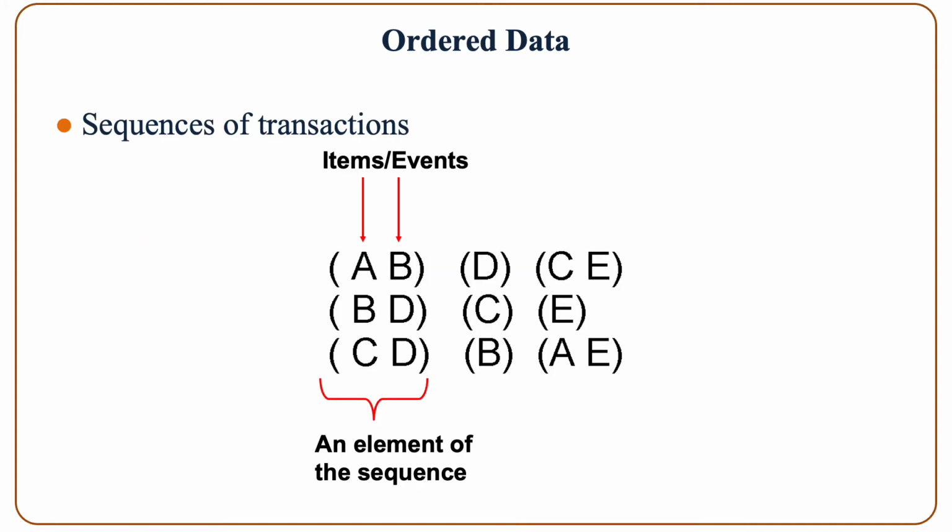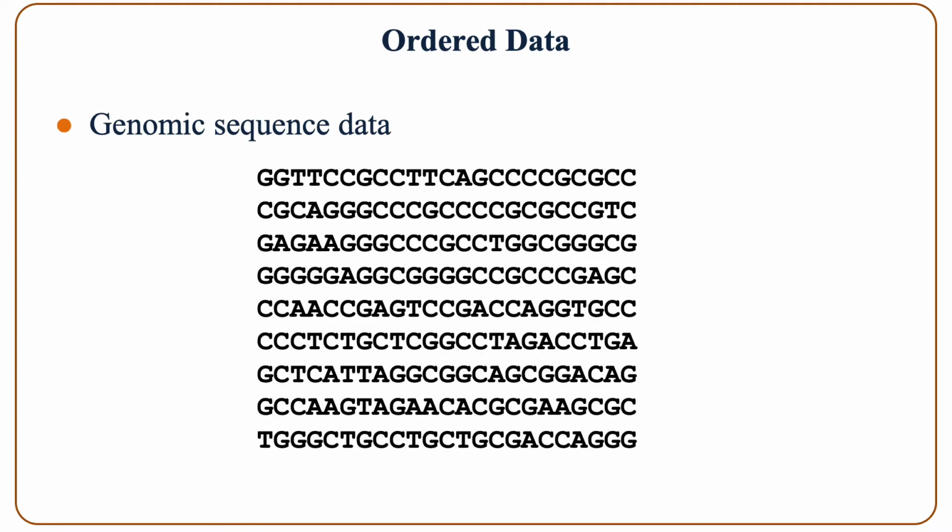The last group of data is order data. The first type in this group is sequence data, such as sequences of transactions. There could be multiple transactions. Each transaction may have multiple elements, and each element may have multiple items. Another example of sequence data is genomic sequence data.